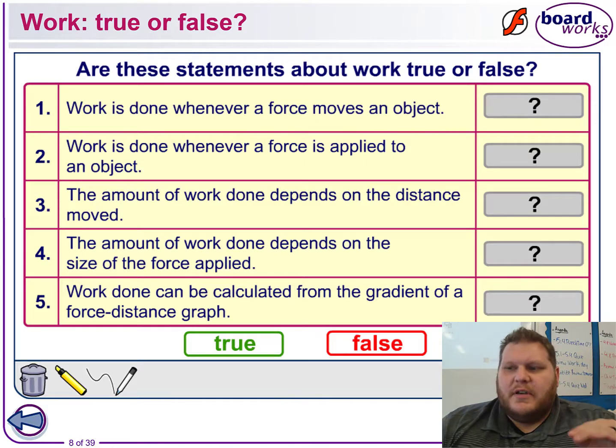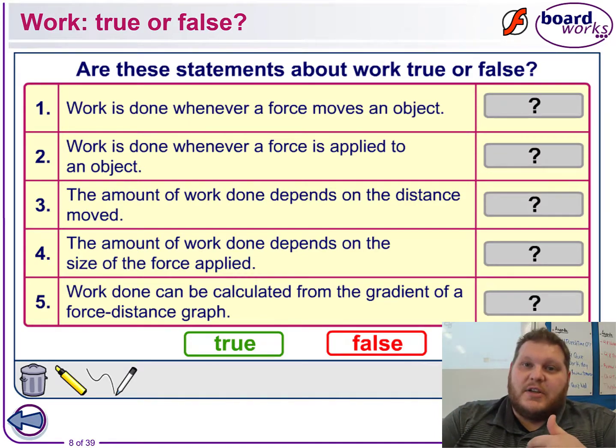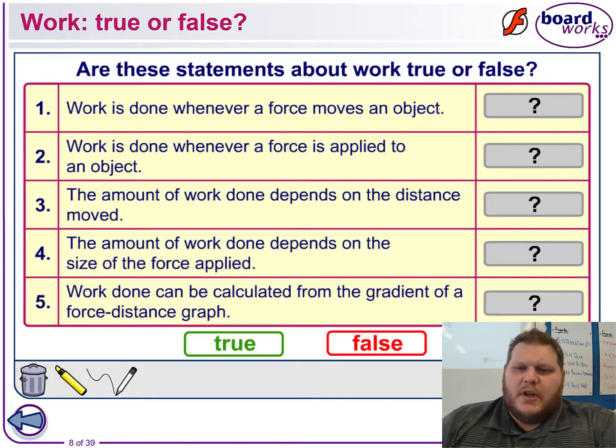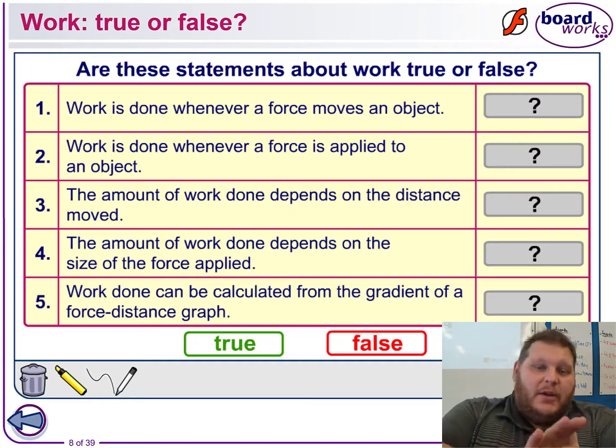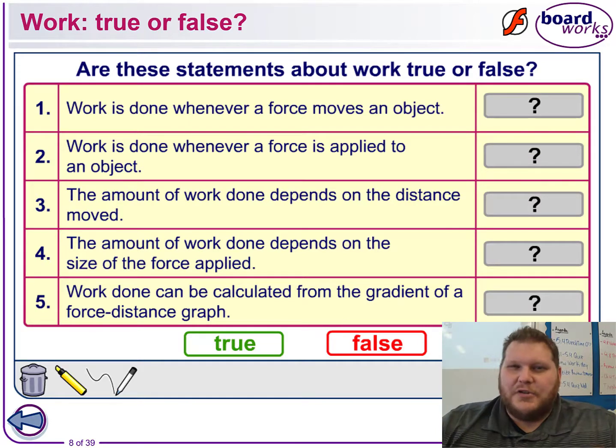So just some true or false here, just a quick summary. Number 1: work is done whenever a force moves an object. That is true, because there's a distance that our object moves, and because a force was applied, there was work done. Number 2: work is done whenever a force is applied to an object. That's not true. It's only if that object moves, right? I could push against a wall all day long and apply a force to it, but if there's no movement of that wall, I don't do any work. It feels like I've done work, but I haven't actually done any work in the scientific sense.